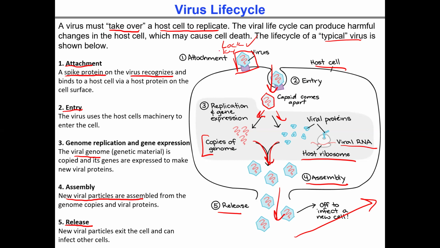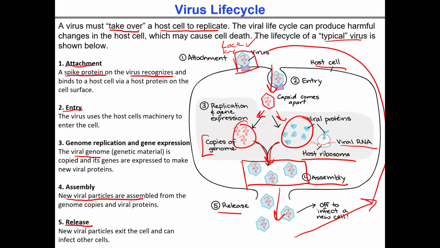So again, attachment, lock and key, it's going to find the correct host cell that's going to fit the spike protein. It's going to enter. It's going to start replicating its genes right here. It's going to start making more of its viral proteins, whatever it needs in order, again, to have that structure work. Then assembly, it's going to add all those parts together, it's going to leave, and then it's going to start that cycle over again by finding a new host cell.